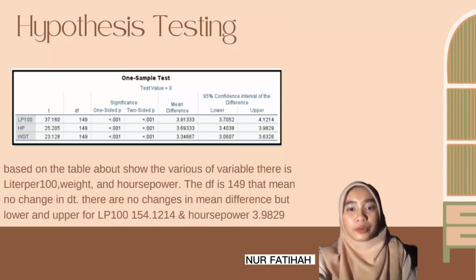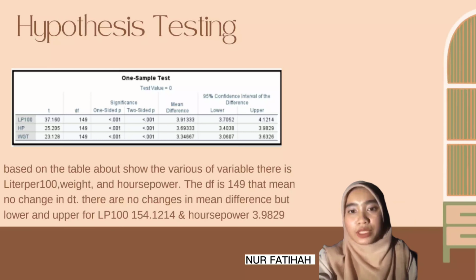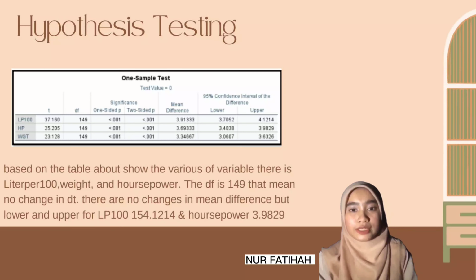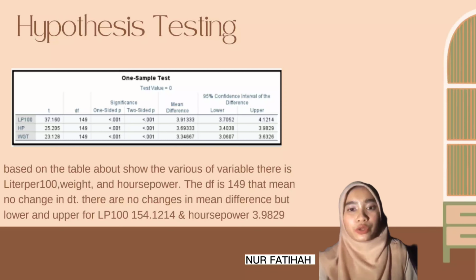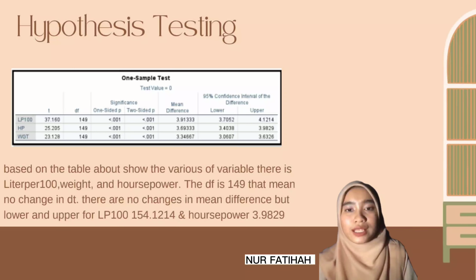We go into the part of hypothesis testing. Based on the table above, it shows the variables: liter per 100, weight, and horsepower. The DF is 149, which means no changes in DF. In mean differences also no changes, but the lower and upper for LP100 is 4.1214 and horsepower is 3.9829.